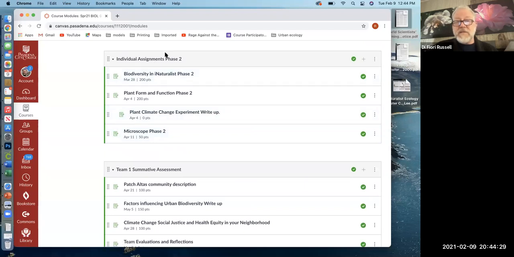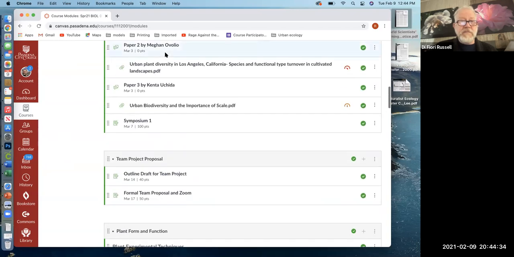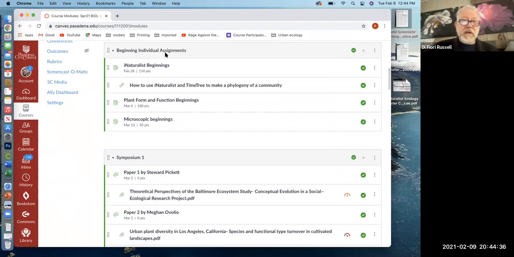There are different phases to these bits. If we scan back up here, I know it makes me dizzy scrolling through this, but we have the beginning of individual assignments. Every person, every individual, no matter what your team is, you'll be doing some very specific little things. You're exploring the same micro habitats in your areas, but each person's going to turn in little bits so that I know that everyone's doing equal work and learning what you're supposed to be learning while doing this.